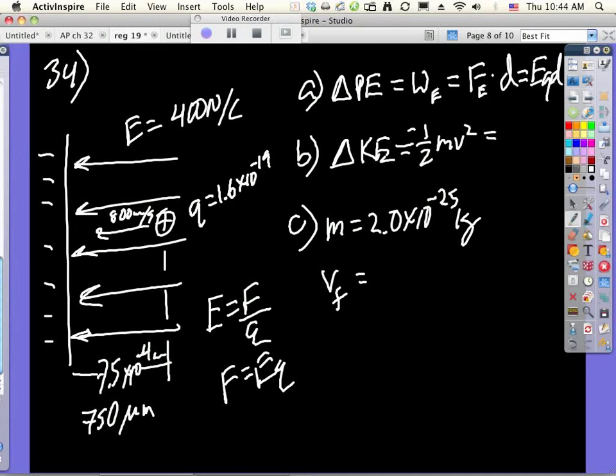So the change in potential energy is going to be negative that. It's going to lose potential energy, right? Because it's being attracted towards the plate. So it's like falling down to the plate. Like if I drop my pen, it loses potential energy. So we're losing potential energy as we go towards the plate. So calculate that out.